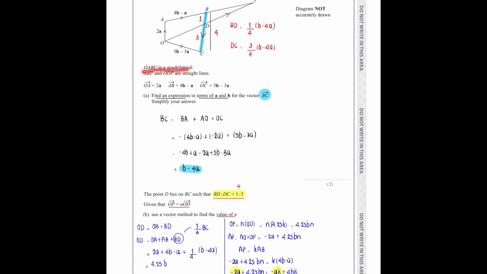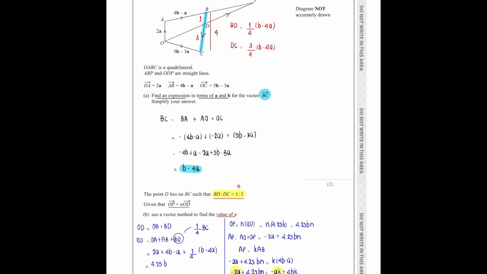OABC is a quadrilateral. ABP and ODP are straight lines. OA equal to 2a, AB equal to 4b minus a, and OC equal to 5b minus 3a. So question A, find an expression in terms of a and b for the vector BC.